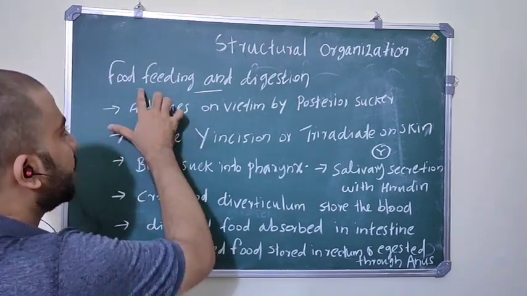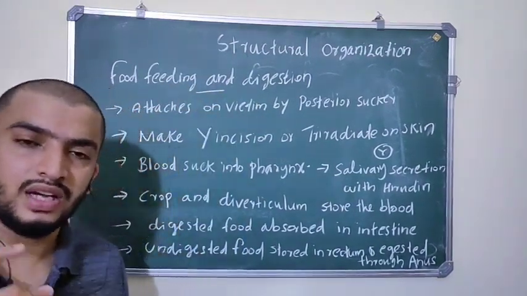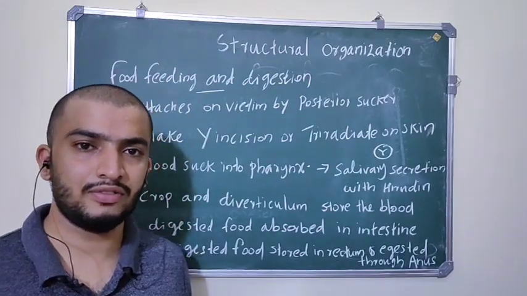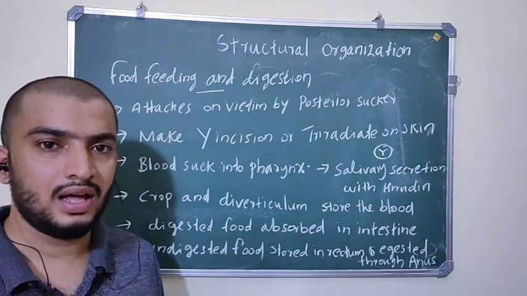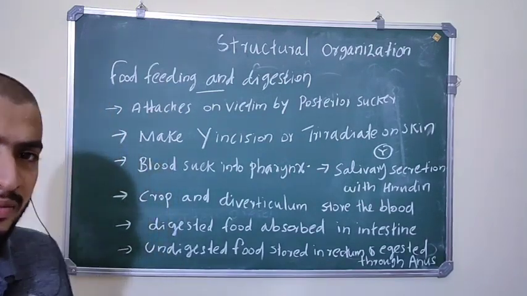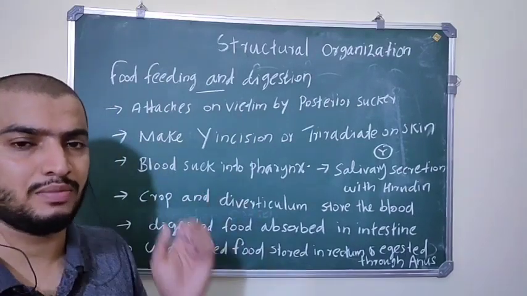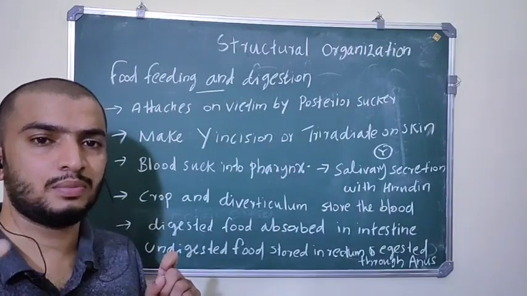Topic: food, feeding and digestion. We already know that leeches feed on blood. They take blood from animals like cattle and humans. So what is the mechanism by which they attach to the host animal? We already studied the anterior sucker and posterior sucker.